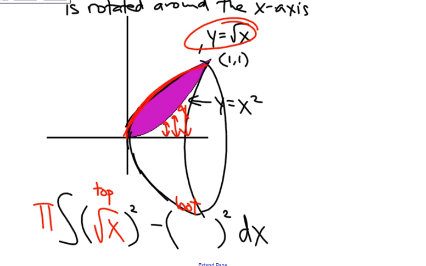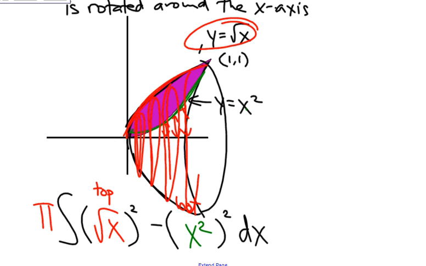Otherwise there'd be a pi out in front of this. And the bottom of the shaded region is y equals x squared. And now the washers this time are going this way, and so they're stacked up starting at 0 and ending at 1. And then this one I could do by hand if I really wanted to, or I can just graph it on my calculator. Remember, discs if there's no space between the shaded area and the axis that you're revolving around, washers if there's a space in there.